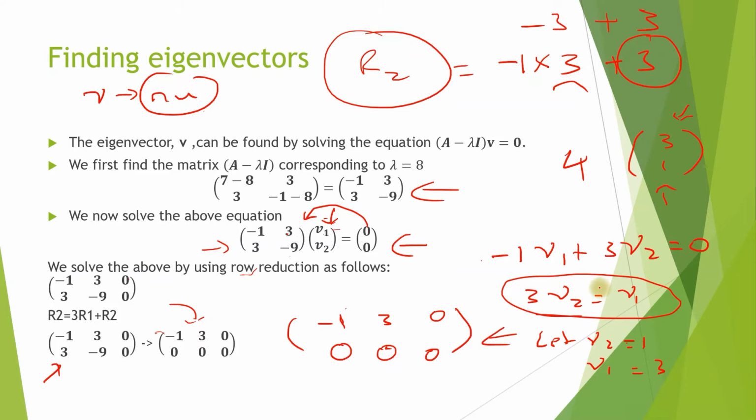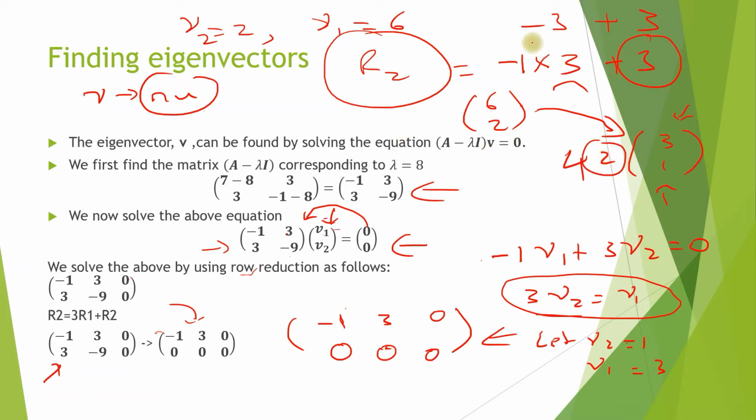So maybe you would ask yourself, but what if I say it is 2 here? If I let nu2 be equal to 2, then what about nu1? Nu1 is equal to 6. This is also another eigenvector. So you have 6, 2. That's also another eigenvector. And you will see that this one is a multiple of this one, where you are multiplying by 2.